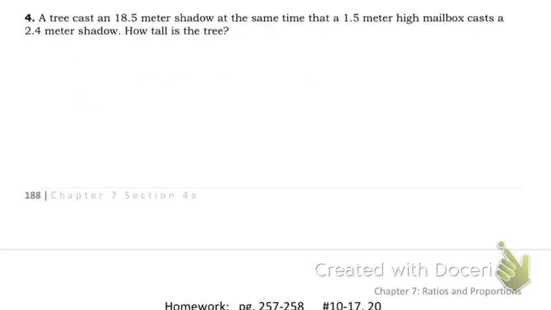All right, the last thing we're going to do is a little word problem. We have a tree, and it's casting an 18.5 meter shadow. Then we have a mailbox that's casting a 2.4 meter shadow. We also know that the mailbox is 1.5 meters high. So a picture of this might look like a really sweet tree.